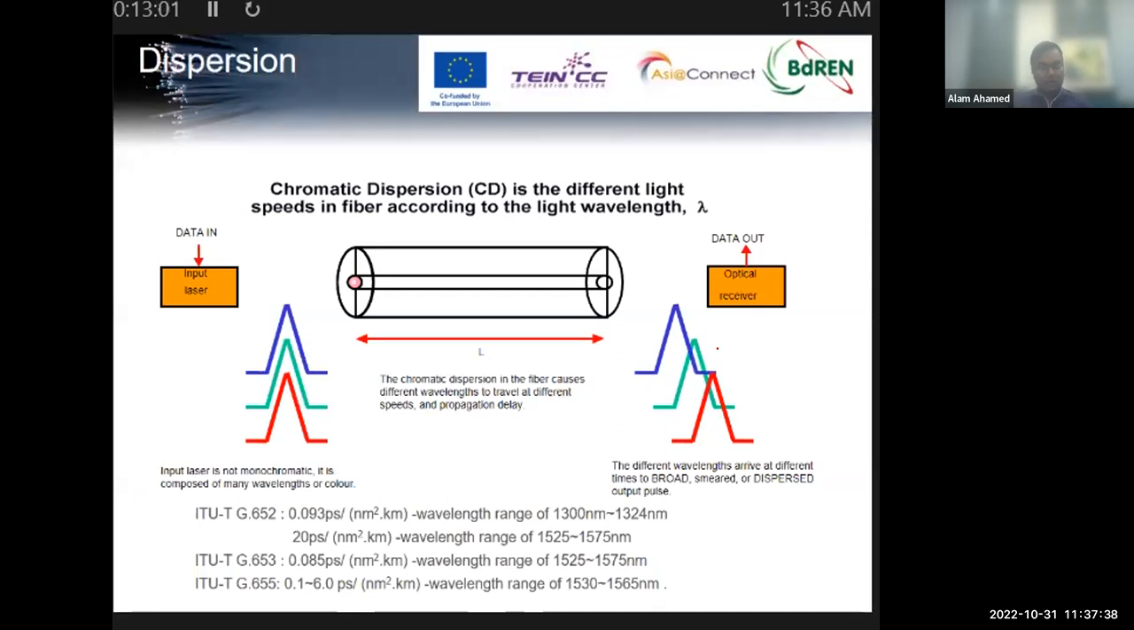You must know the dispersion range when you configure a DWDM system. You have to know the value. For the range of 1300 to 1324 nanometers, the dispersion must be 0.039 ps per nanometer square per kilometer. In practice, we can use this port because our wavelength is used in our DWDM, because our frequency range is 1525 to 1575 nanometers, and the dispersion must be calculated as 20 ps per nanometer per kilometer.